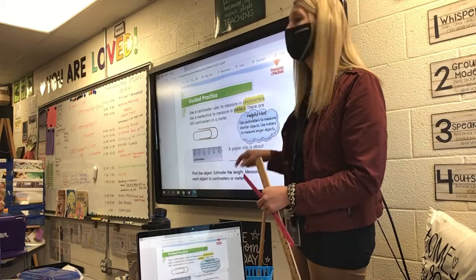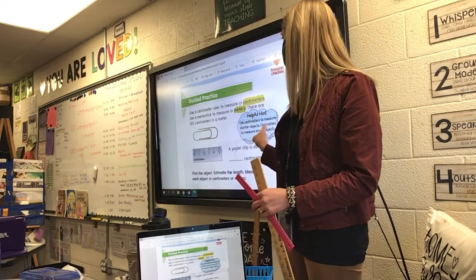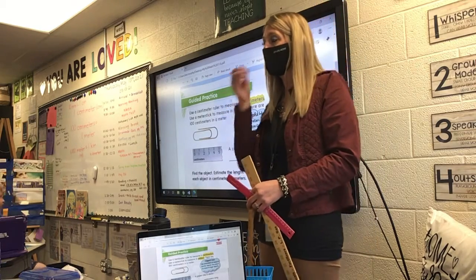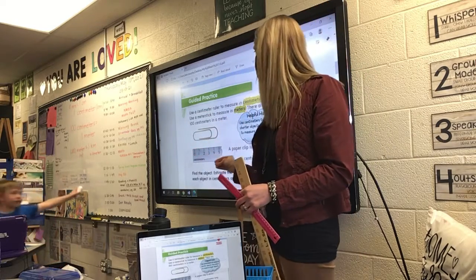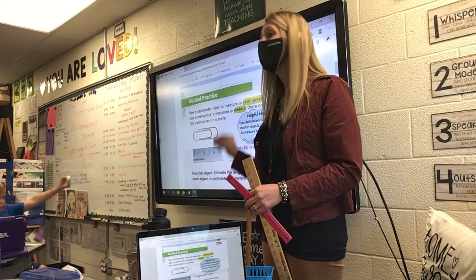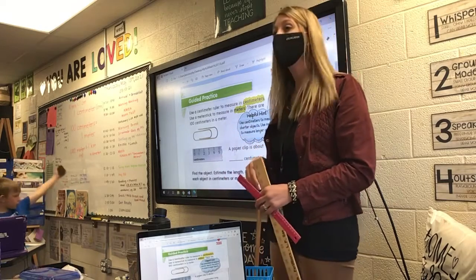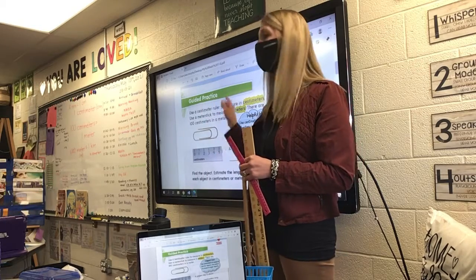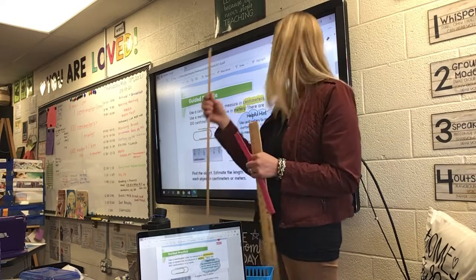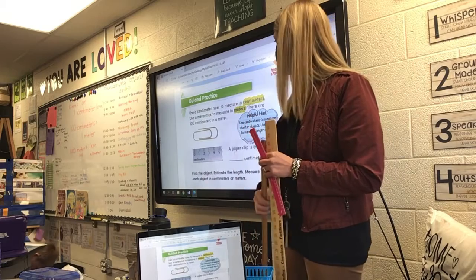Okay, here's your helpful hint. Use centimeters to measure shorter objects. So if I'm going to measure something small, like a paper clip or a staple, I'm going to use centimeters. If it's a bigger item like your desk or my desk or the whiteboard or the Clevertouch, then I'm going to use a meter stick to measure.